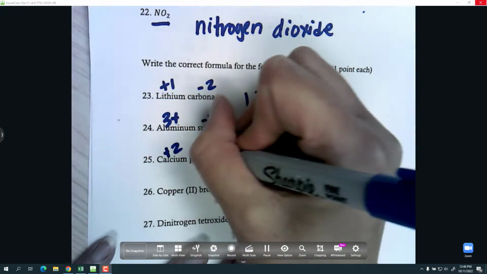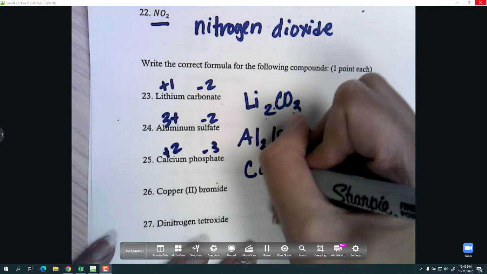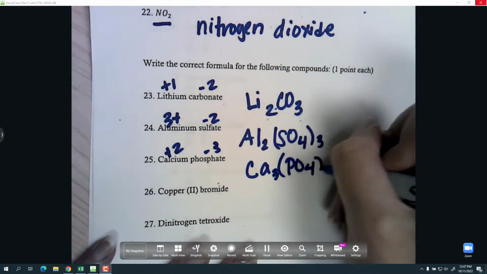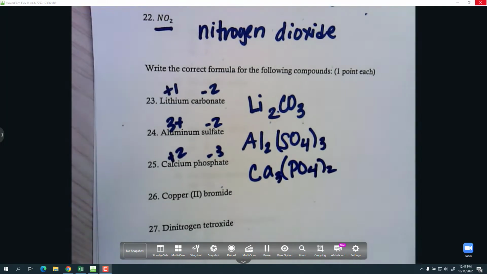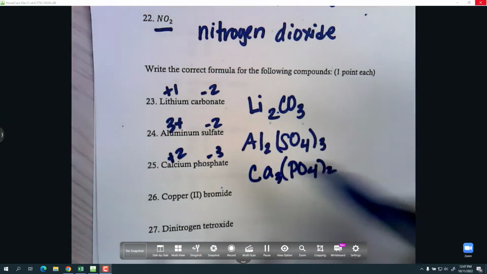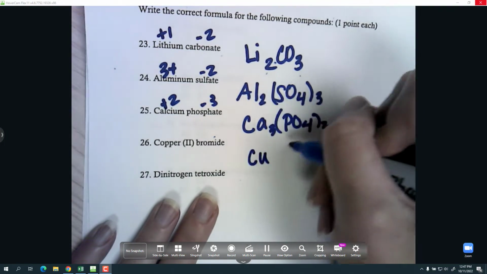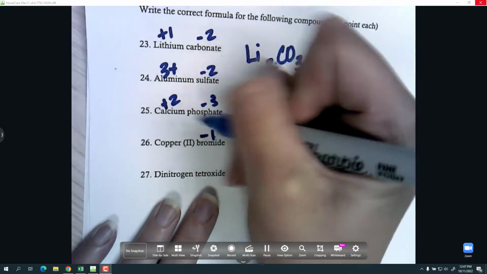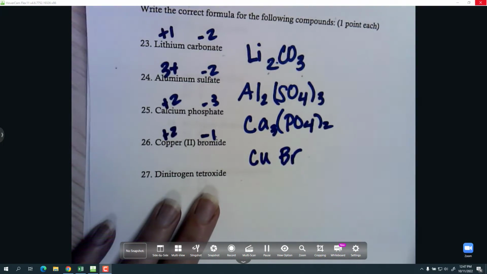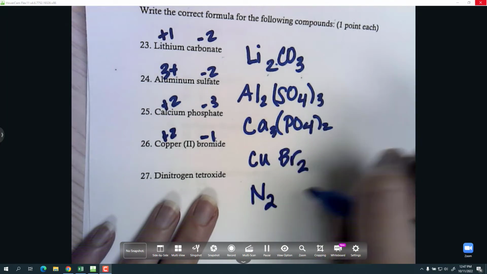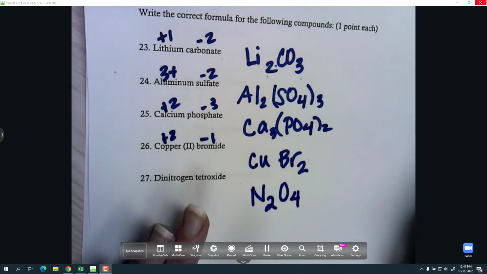Calcium is a +2. Phosphate is a -3. So I'm going to need 3 calciums and 2 phosphates. I'm just trying to make these charges add up to 0. I'm just being careful not to forget about charges. Don't just write calcium phosphate, right? You have to think about the charges every time. And then copper and bromine. Bromine is a -1. The Roman numeral tells me that copper is a +2, so it must be CuBr2. And then nitrogen, 2 of those. Oxygen, 4 of those, tetroxide.